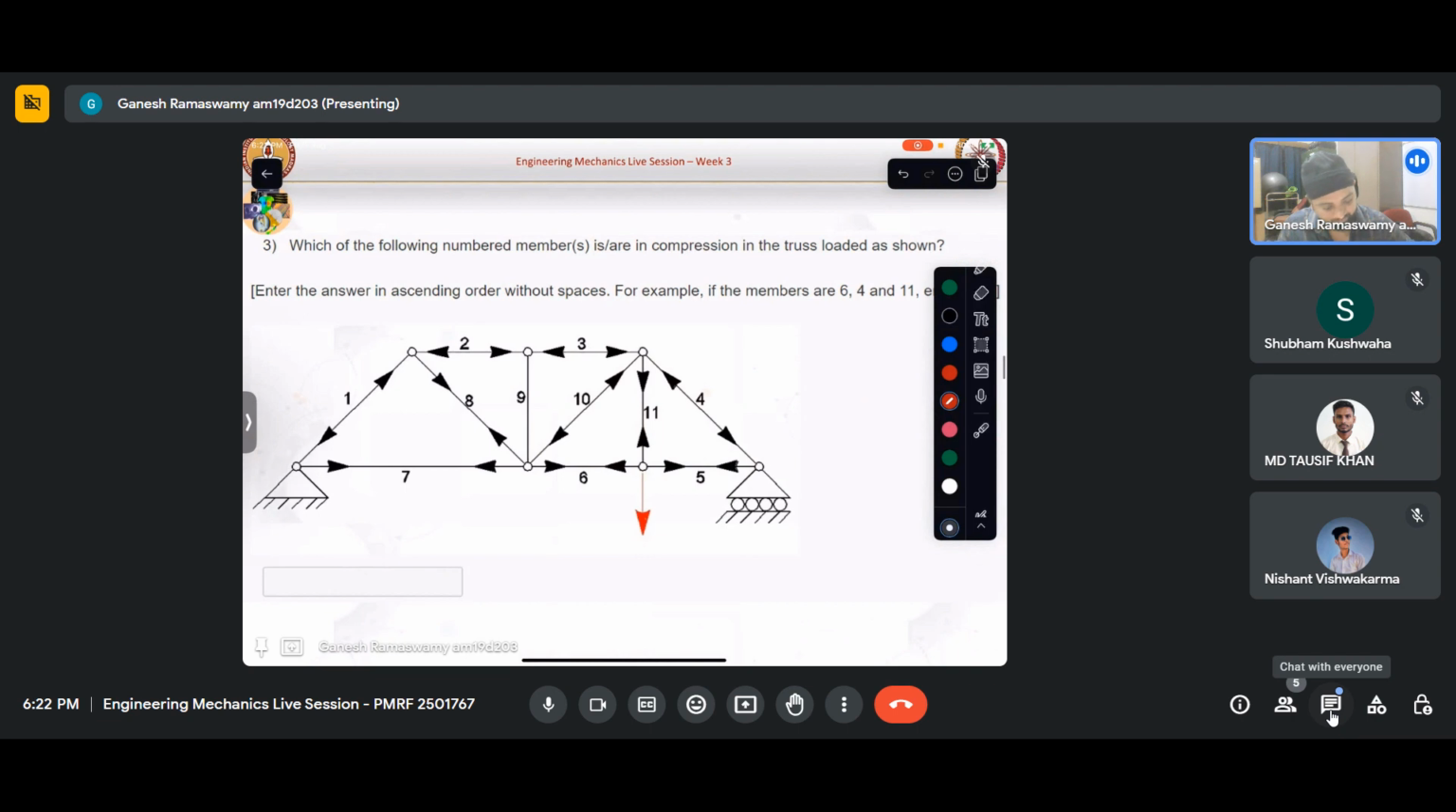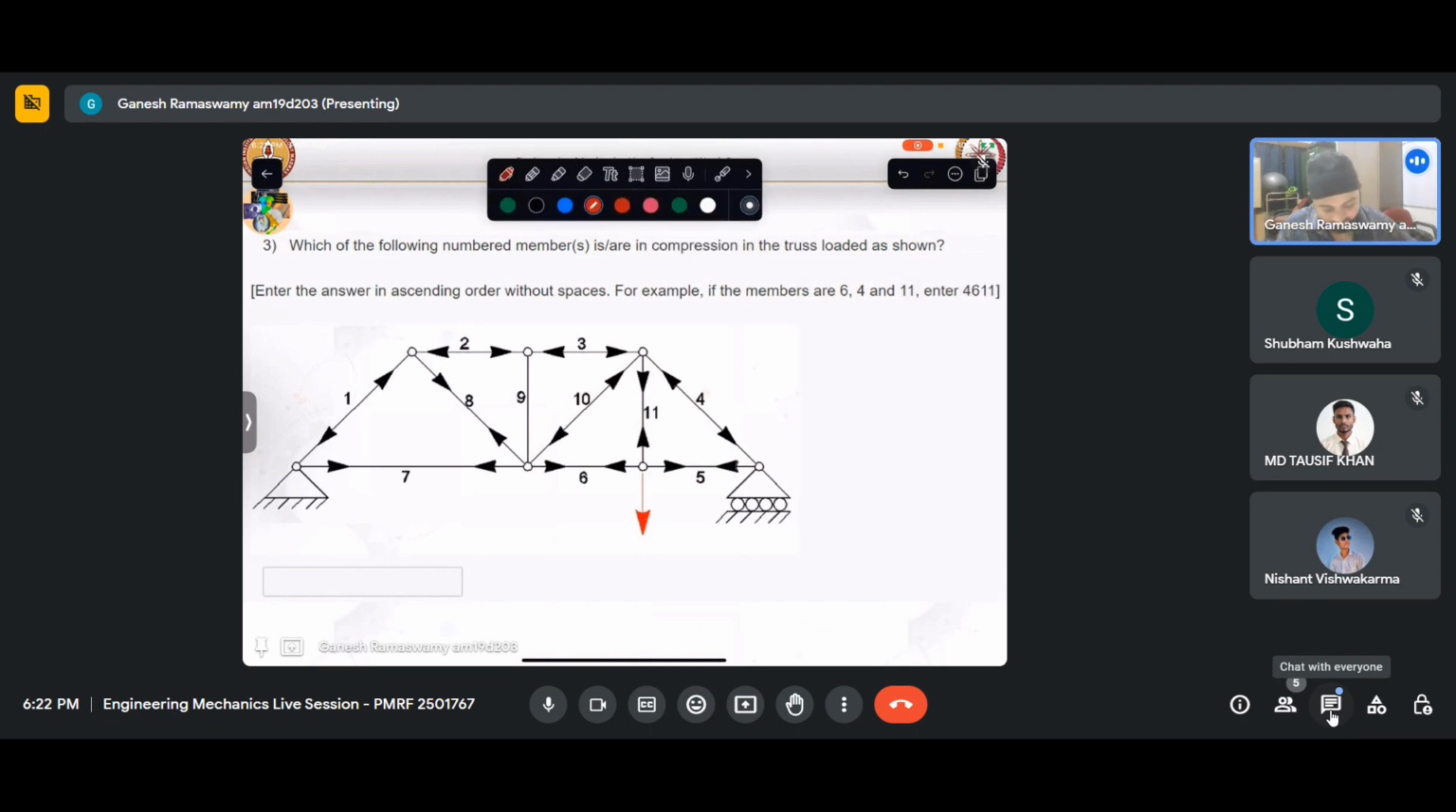Let me put this thing here. Which of the following numbered members are in compression in the truss loaded as shown? And we have to answer it in one specific fashion. That is fine, that we will see.